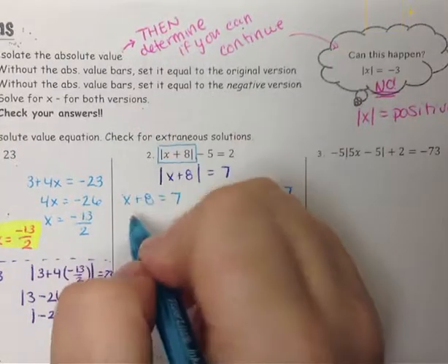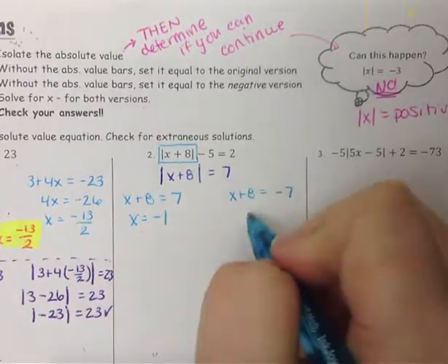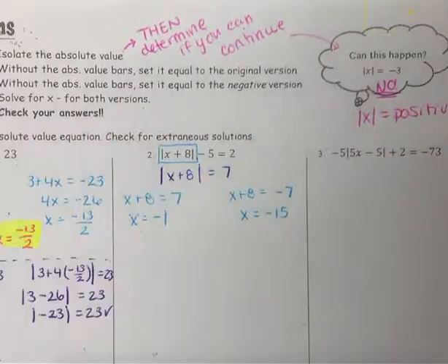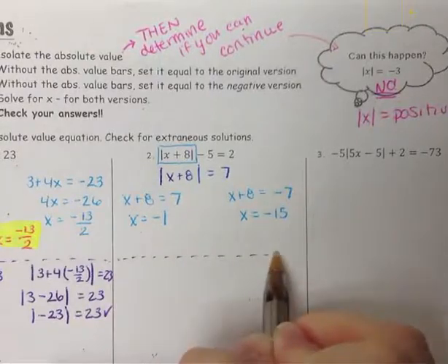So now I'm going to solve for x. I'm going to have x is equal to, I'm going to subtract 8, negative 1. And then subtract 8 here. I'll end up with x equals negative 15. Now we got to check them. So I'm going to draw a little line here.